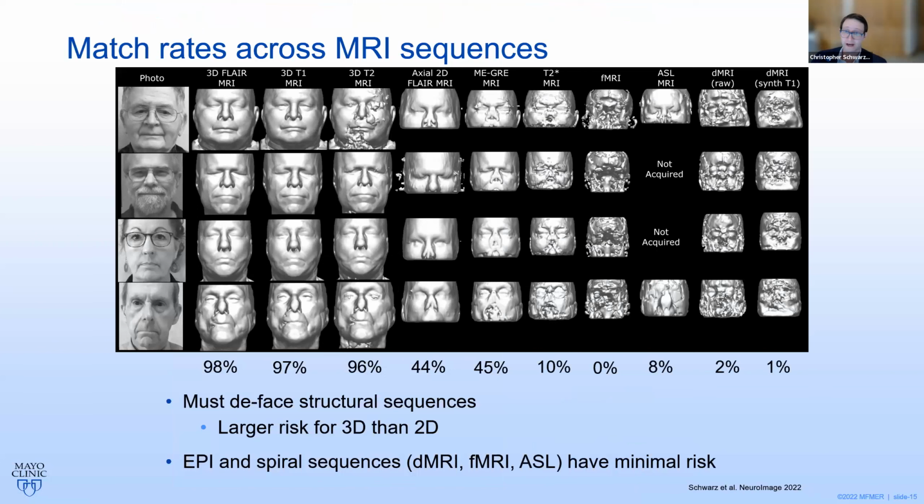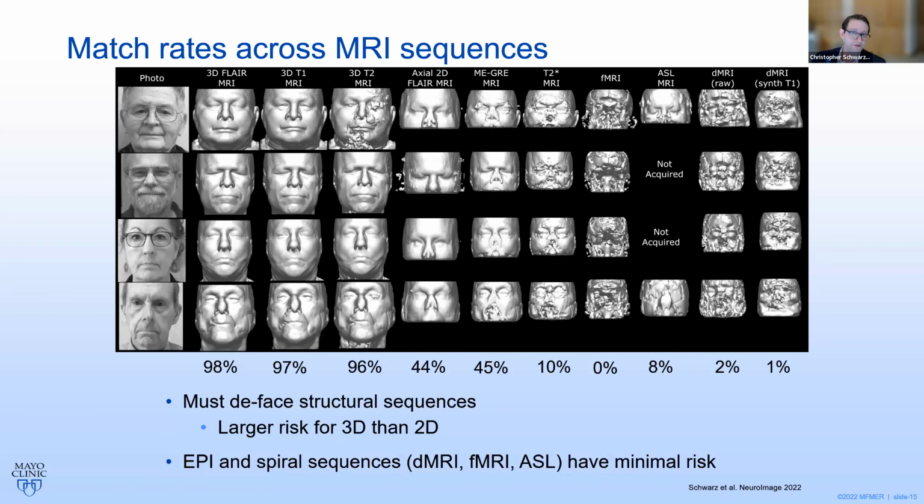Well, that's definitely all the 3D sequences, be that a T1, T2, or T2 FLAIR, you're looking at 98, 97, 96%. When you get down to the older 2D sequences, your 2D FLAIR or even a MEGRE, you're looking at about 44, 45%. If you got about half a face, you probably got about 40%. T2 stars, about 10%, really just not as good a contrast on a face for a T2 star.